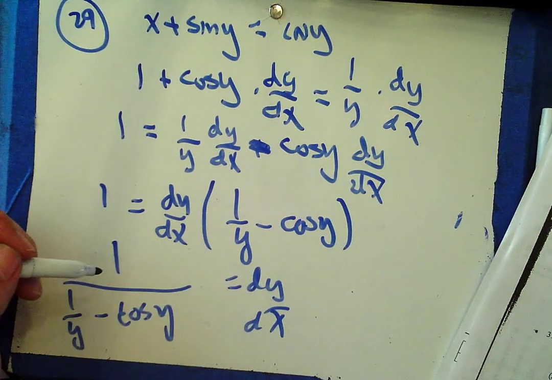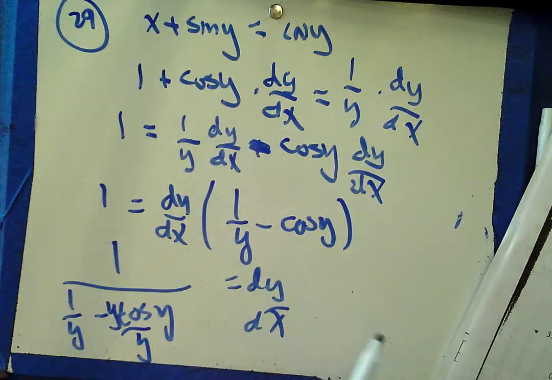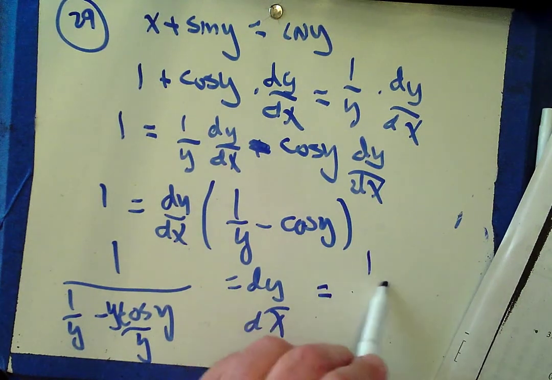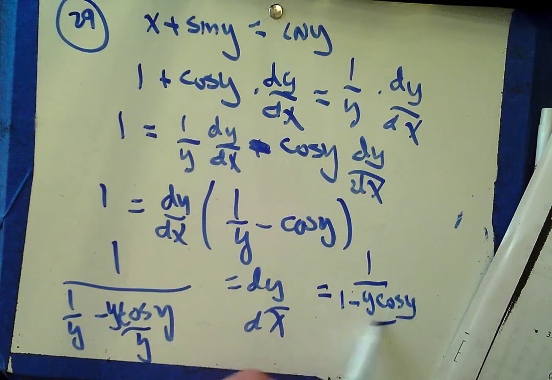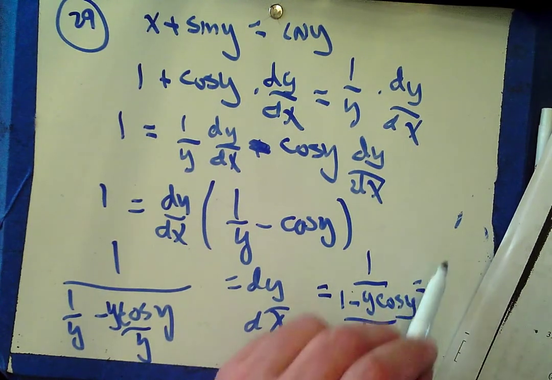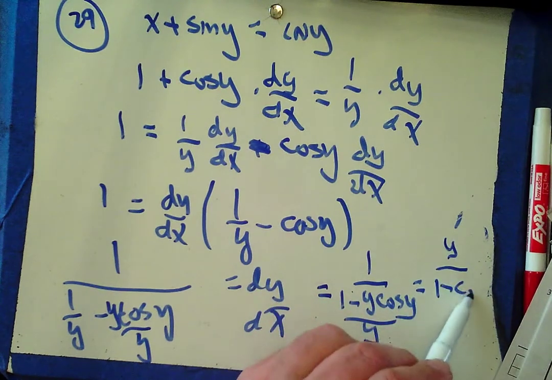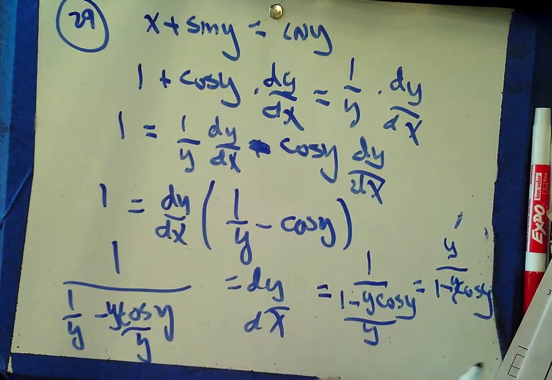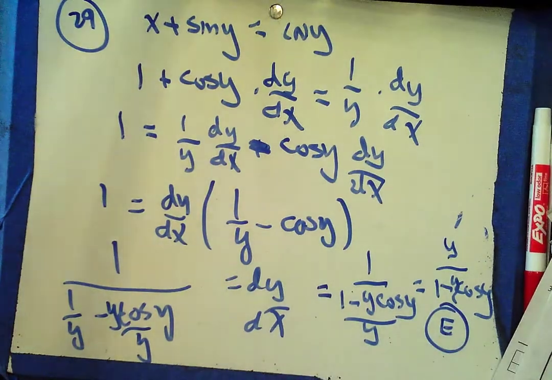Did they make a common denominator? They sure did. So this is going to be this, and then I can write that as 1 over (1 minus y cosine y) over y. I do the flip and multiply, and I end up with y over 1 minus cosine y. So y on top, 1 minus y cosine y on the bottom, and that's choice E for number 29.